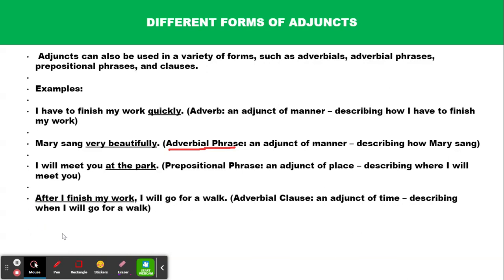Then the next example, after I finish my work, I will go for a walk. After I finish my work is an adverbial clause, and it's an adjunct of time describing when I will go for a walk. So these are different forms of adjunct. Okay.